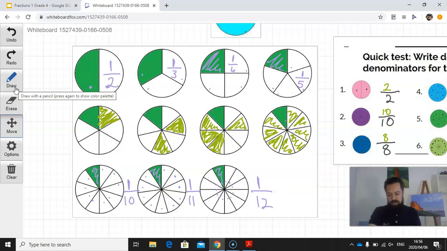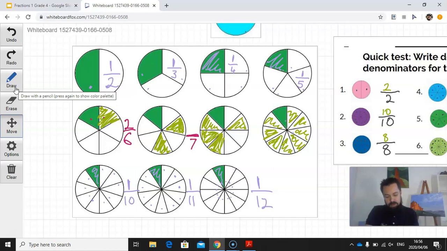Right, 10 more seconds. I'm sure many of you are already done. Okay, well, the denominator is not going to change because the number of pieces in the circle is still the same. So this one still has 6 pieces. But this time we have 1, 2 that are colored in, and so our numerator changes to a 2. For the next one, we still have 7 pieces, so the denominator is going to be 7.